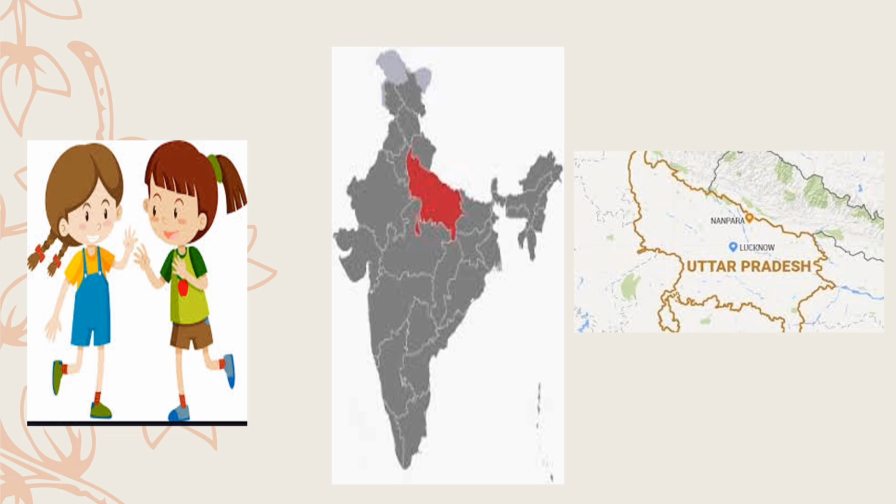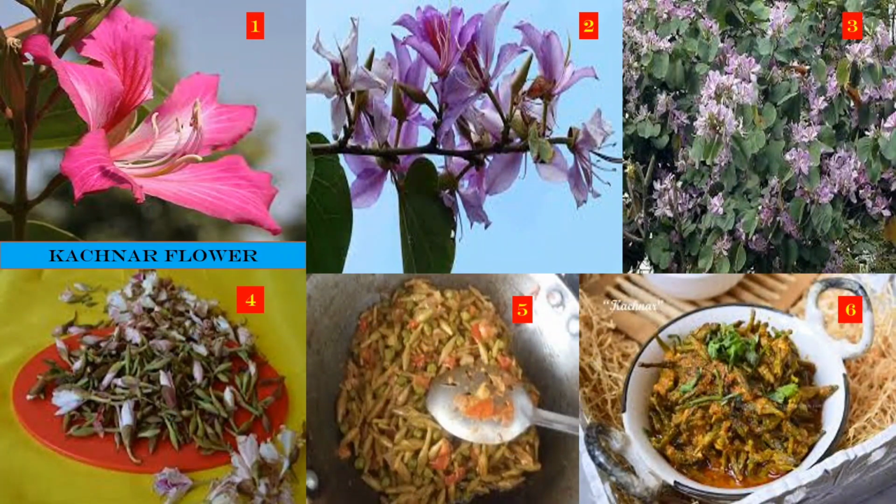Firoza and Neelima, they both enjoy eating a vegetable made of kachnar flower. Picture number 1, 2, 3 and 4 shows the kachnar flowers. And in picture numbers 5 and 6, we can see how the kachnar flower is being used as vegetable in various dishes.